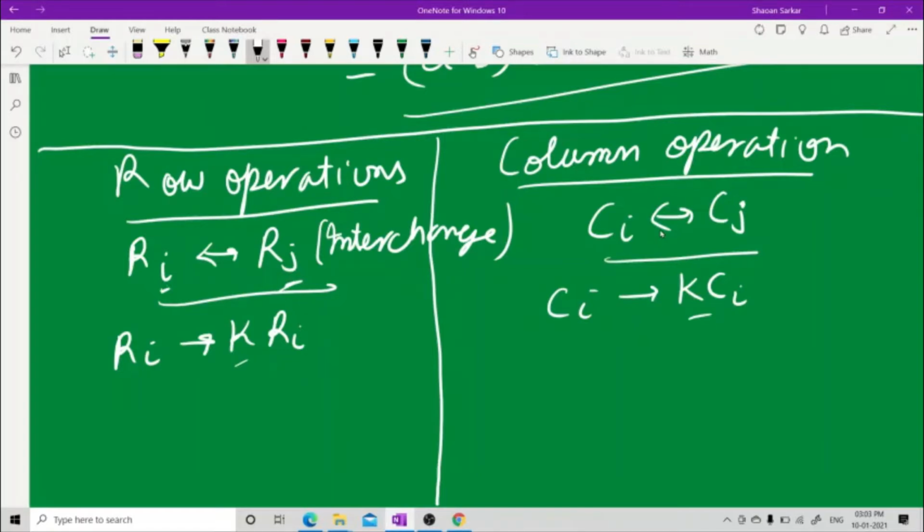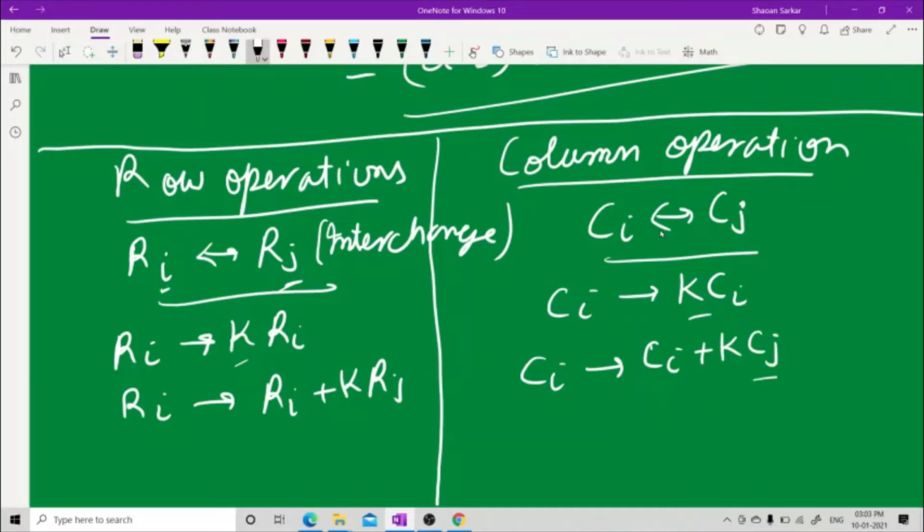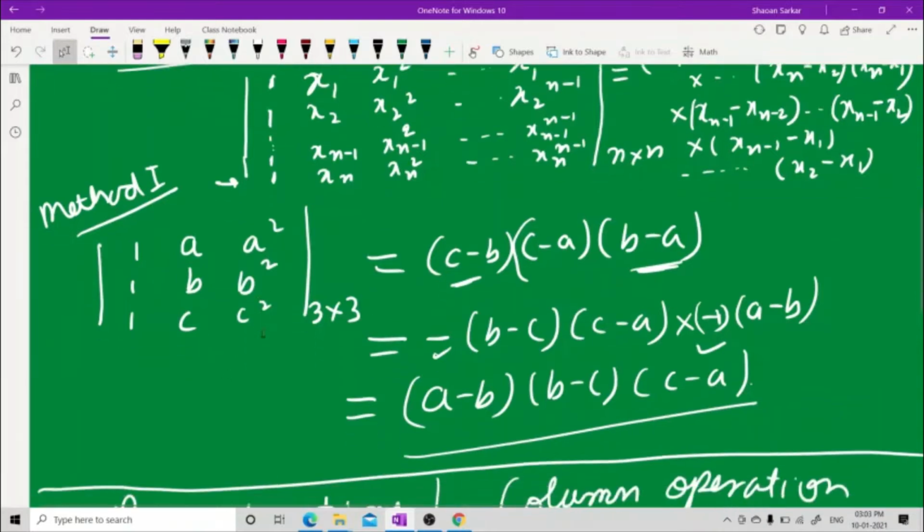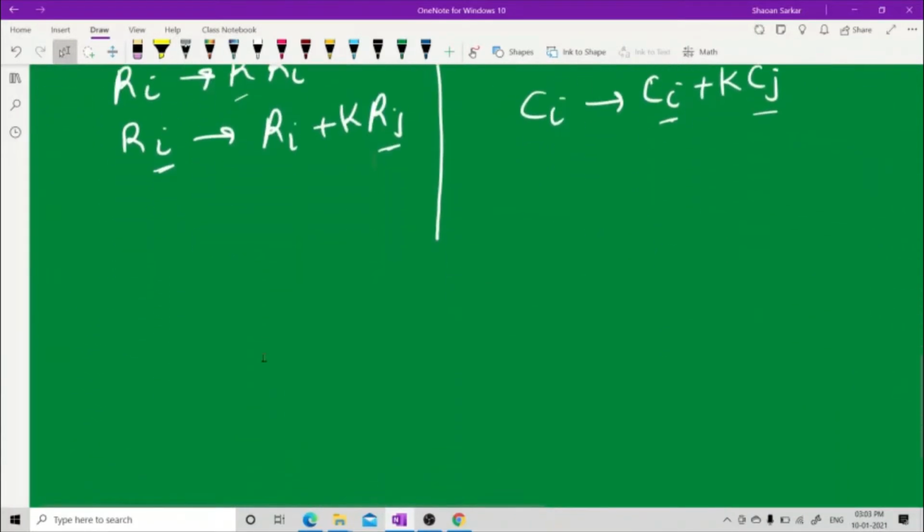Now Ri is to be replaced with Ri plus k Rj. Similarly, Ci is to be replaced with Ci plus k Cj. The jth column, the ith column; here the ith row and the jth row. This is the difference. Now we will use this concept to solve this problem. I used the Vandermonde method to solve this earlier. Now I'll use these row operations to solve this problem. Now you see how to solve it.